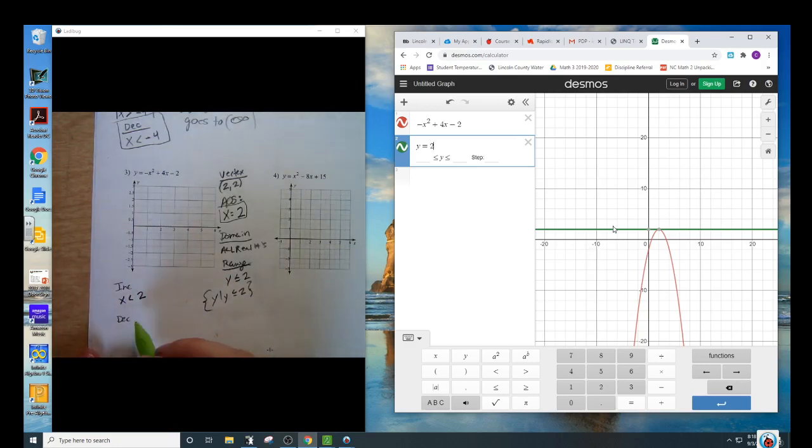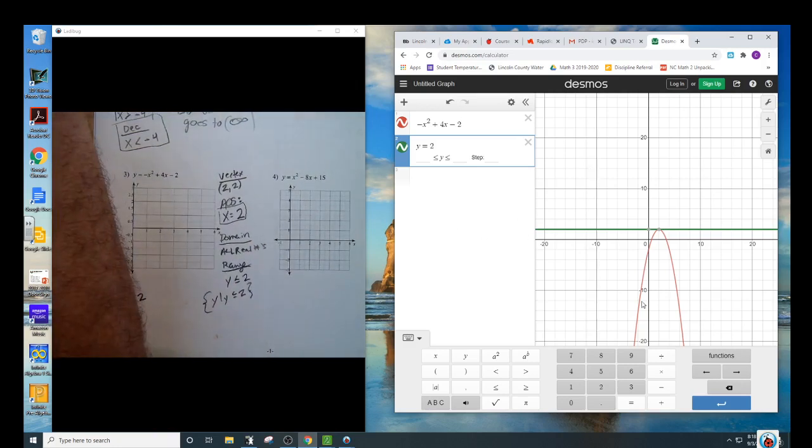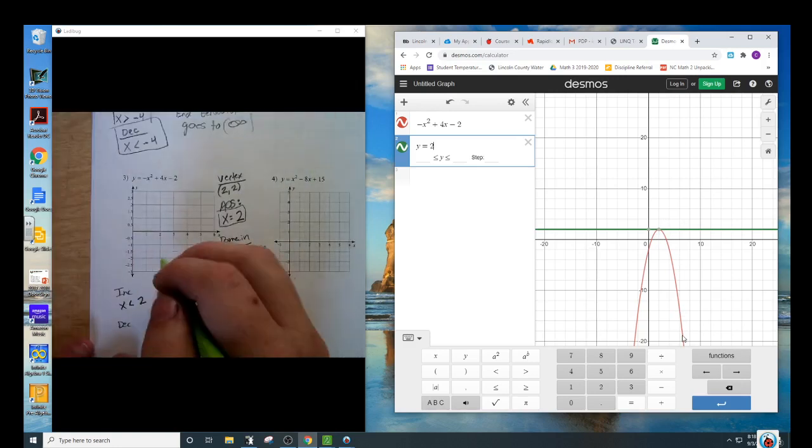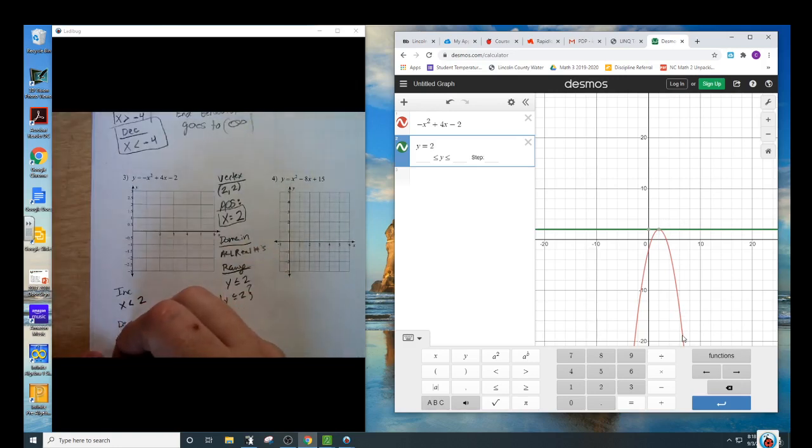Decreasing, guys, if you think about it, we went up the hill left to right, and we got to the top of the hill on the roller coaster. Now we're going back down the other side. So on this side it's decreasing, going downhill. It started decreasing after it got to the right of the vertex. So it's decreasing when x values are greater than 2, because it decreased on the right-hand side of the vertex.